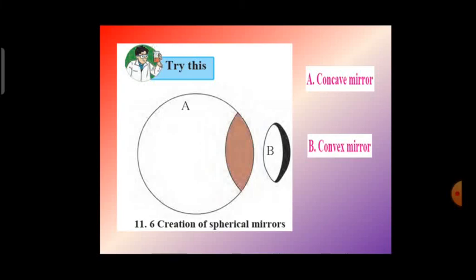Thus, there are two types of spherical mirrors as described below. They are concave mirror and convex mirror. If the inner surface of the spherical mirror is the reflecting surface, then it is called a concave mirror. If the outer surface of the spherical mirror is the reflecting surface, then it is called a convex mirror.